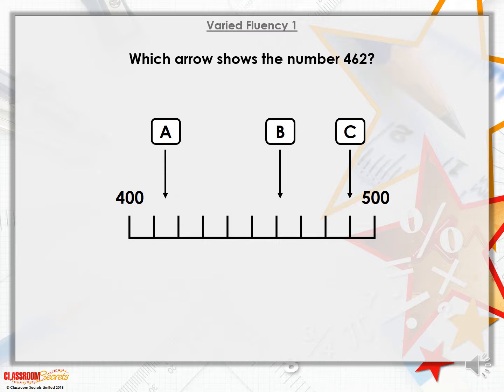Using that knowledge, knowing that it's going up in tens, which of these arrows shows the number 462? Okay, have a go at that one. Yep, so it's B, because we've got 410, 20, 30, 40, 50, 60. B is very close to 460, so therefore I can estimate that that's at about 462.